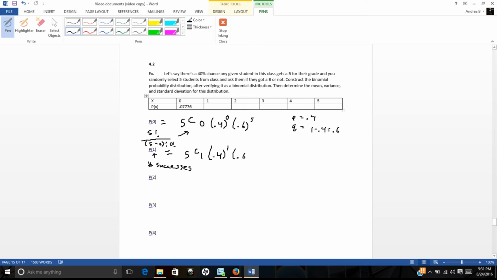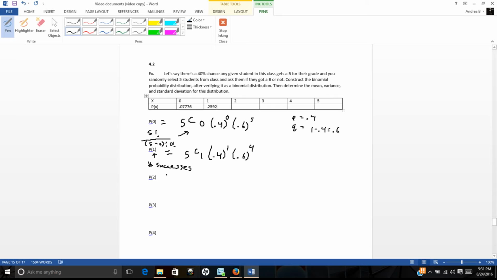times, and then the probability of failure, and then how many failures there are in that case. So if there's 1 success, that means there's 4 failures, since there were 5 students altogether that were included in this particular calculation for this problem. So if you go through and calculate that here, you should get about 0.2592. Make sure, like normal, that you're double checking, seeing if you get the same answer.